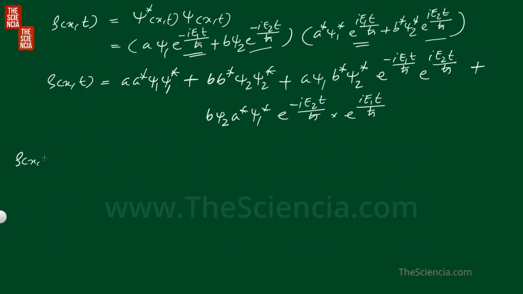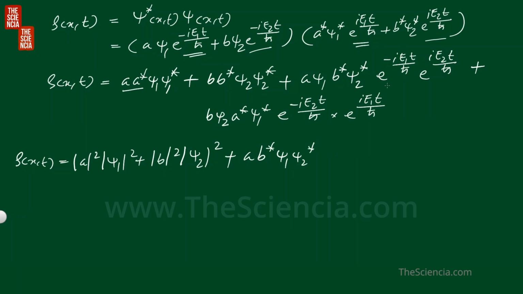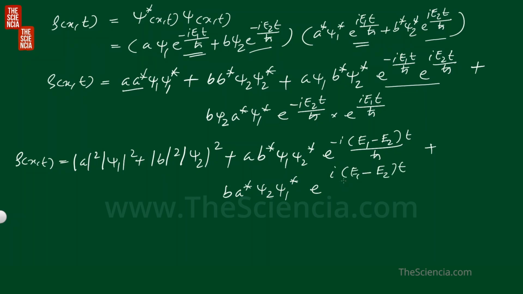That is rho of x,t is equal to a star a, that is mod a square, times psi 1 star psi 1, that is mod psi 1 square, plus mod b square into mod psi 2 square, plus a b star psi 1 star psi 2 into, we can take the product of the exponential term, that is e raised to minus i (E1 minus E2) t by h cross, plus the last term is b a star psi 2 star psi 1 into e raised to i (E1 minus E2) t by h cross.